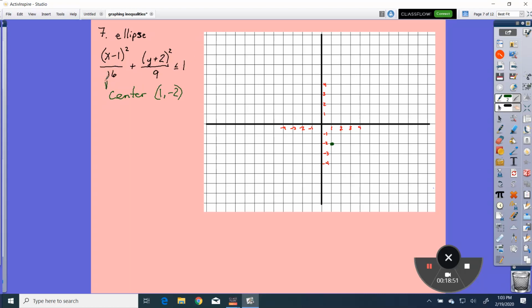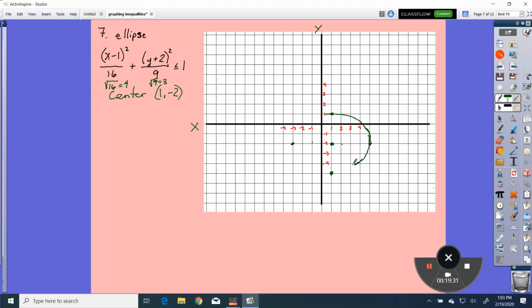Instead, we have these numbers underneath the x and underneath the y. So kind of like the radius, you take the square root of those. And that will tell you how far to go in the direction of whatever variable is underneath. So since the 4 is under the x, remember this is your x-axis, this is your y. In the x direction, left, right, you're going to go 4. So I'm going to go 1, 2, 3, 4. 1, 2, 3, 4. The square root of 9 is 3, and that's under the y, so we're going to go up 3 and down 3. 1, 2, 3. So it's going to make kind of an egg shape. That's what an ellipse is. It's an oval.